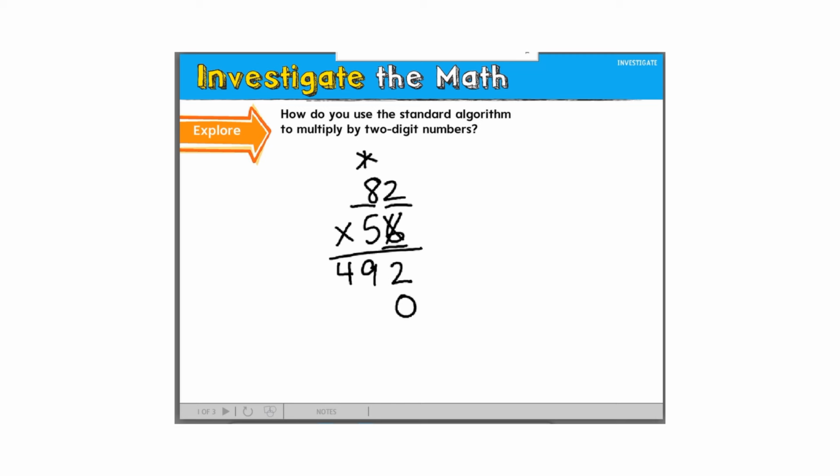I crossed out the 1 because I've already used it, and I crossed out the 6 because I've already used it. Now I'm going to multiply through with the 5, and I'm going to use these same 2 digits up here. So 5 times 2 is 10. Now I just happen to put another 1 up there, but it doesn't always work out like that, so you should always cross it out just to be sure. Then 5 times 8 is 40, plus 1 more is 41. And now I'm going to add those 2 rows together. 2 and 0 is 2, 9 and 0 is 9, 4 plus 1 is 5, and 4 plus nothing is 4.